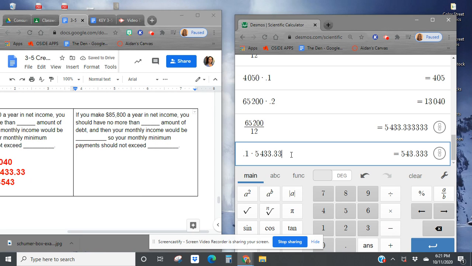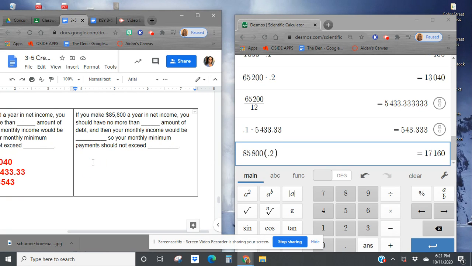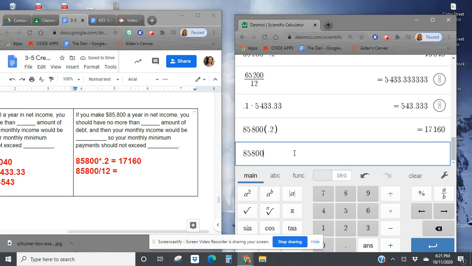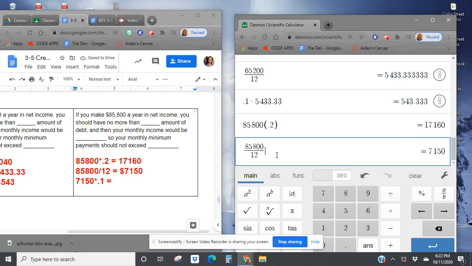And last, if you make $85,800 times 0.2, $85,800 times 0.2 is $17,160. Take the $85,800 and divide it by 12 to get their monthly net income. That's $7,150. And we don't want to go over 10% of that. It could be $715.